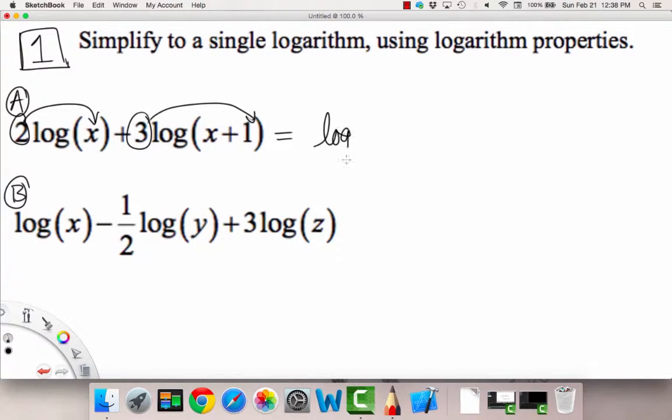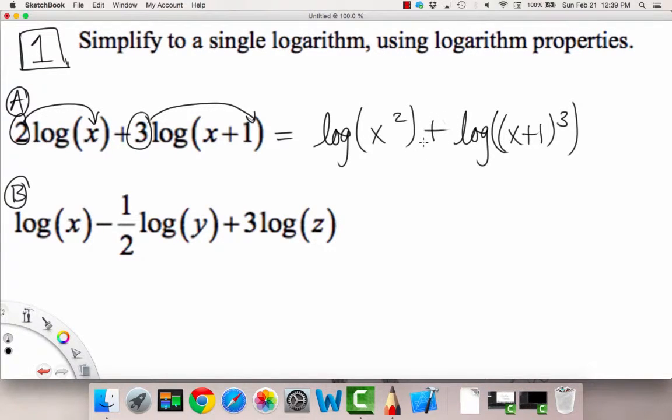So now we have log of x squared plus log of (x plus 1) to the third power. It's important that the third power, the cube, goes on the entire thing inside. So all of x plus 1, not just the 1 and not just the x. Now we see that we have an addition.